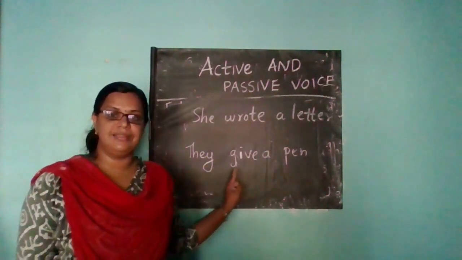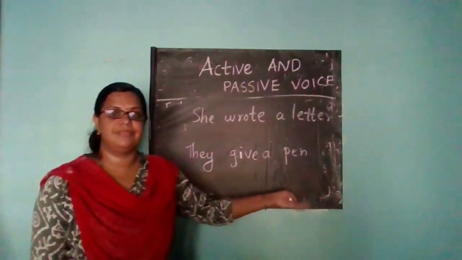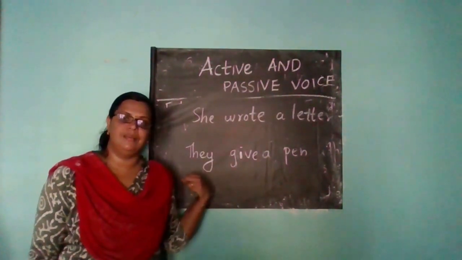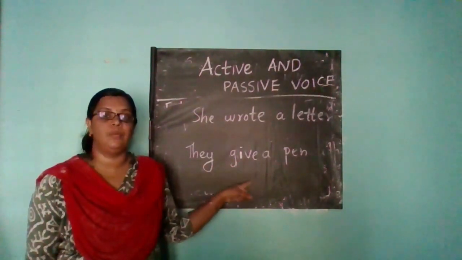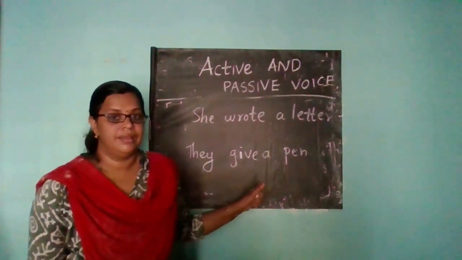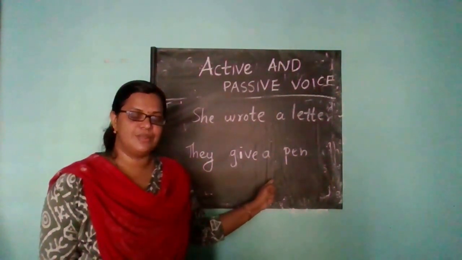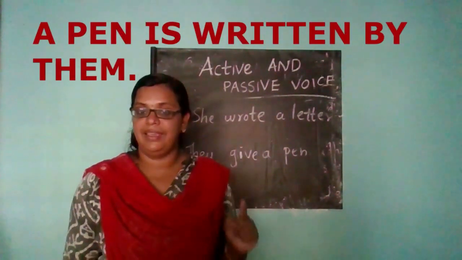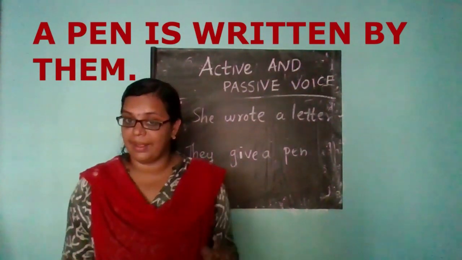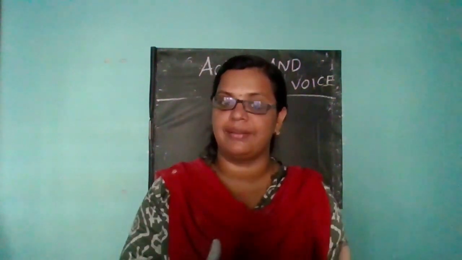Clear? Then see the second example, which is the object, a pen. So, take that object and keep it in the place of subject. A pen, which is the word give. In which tense? Tell me, present tense. Yes, base form. Present tense. So, if the verb is in simple present, you can use is, are, or am plus V3 form.